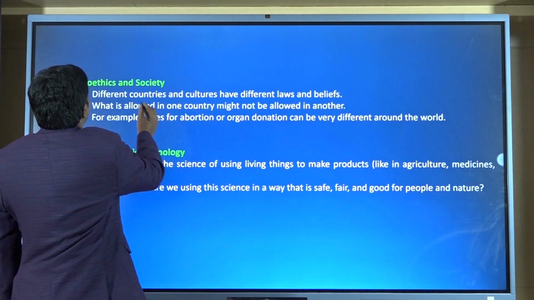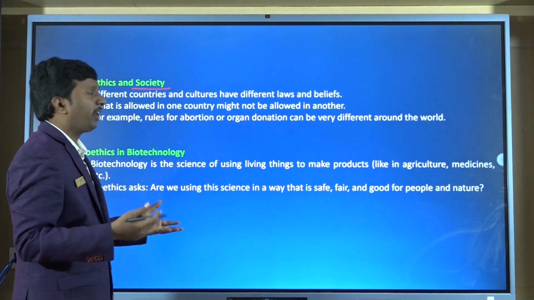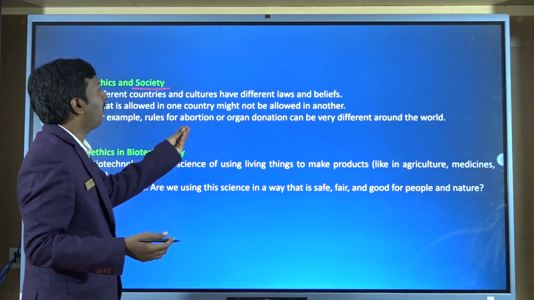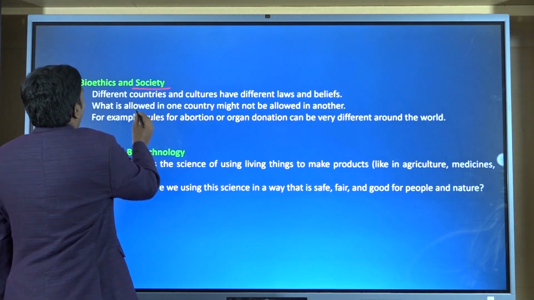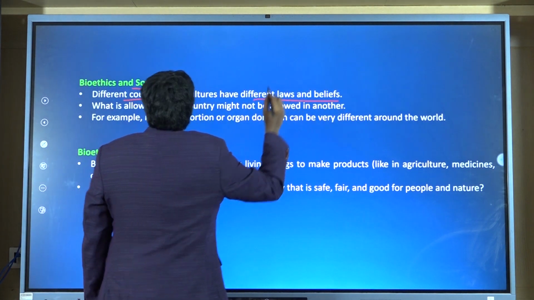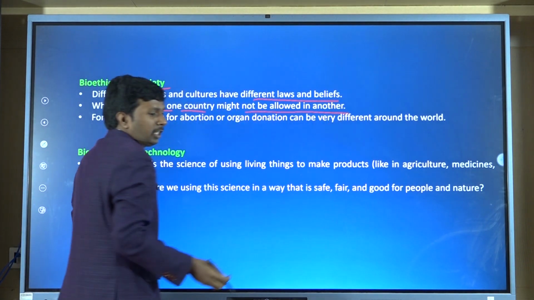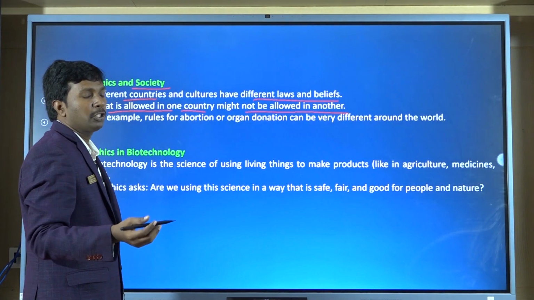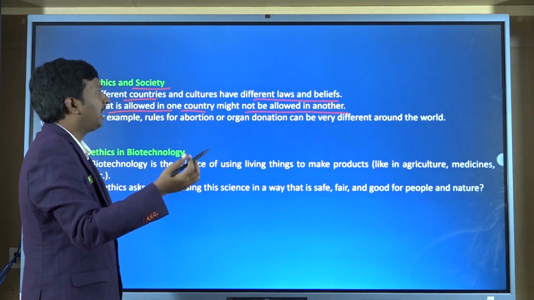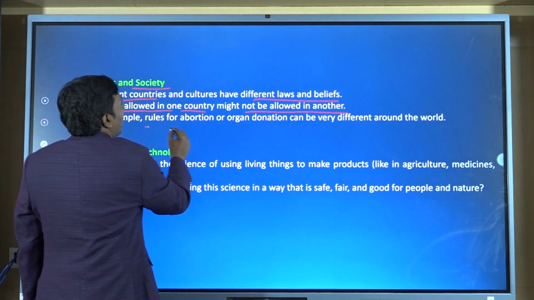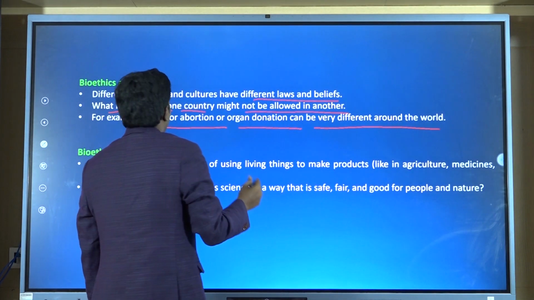And next one, bioethics and society. So how are we linking society with bioethics? Different countries and cultures have different laws and beliefs. In our India we have some different laws and beliefs, and different countries have different laws and beliefs. Also important, what is allowed in one country might not be allowed in another. Suppose before a baby is born, we should not allow checking whether the baby is a boy or girl, but in some other countries it is allowed. For example, rules for abortion or organ donation can be very different around the world. So these are the examples.